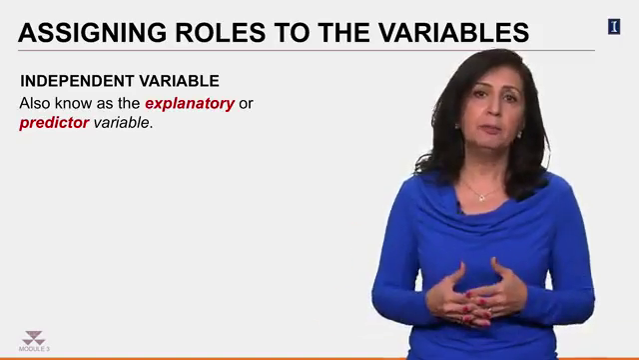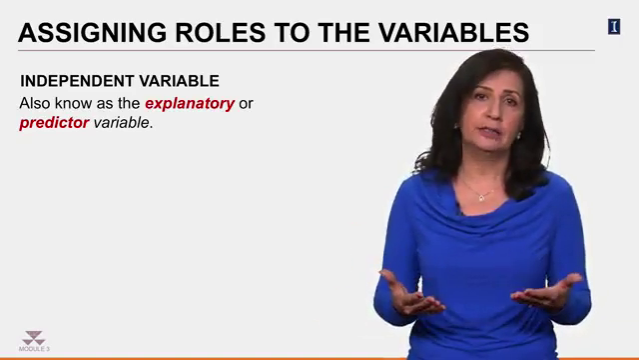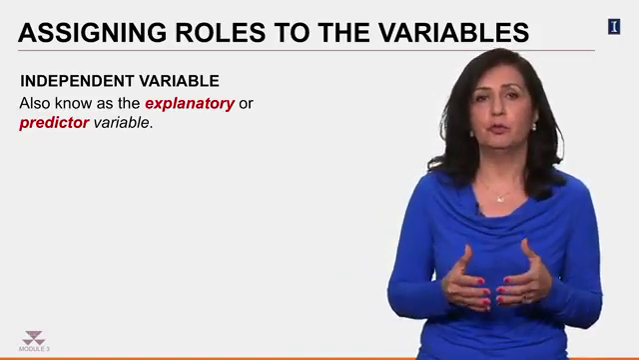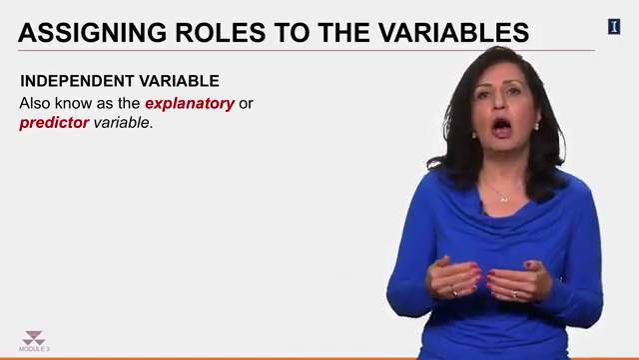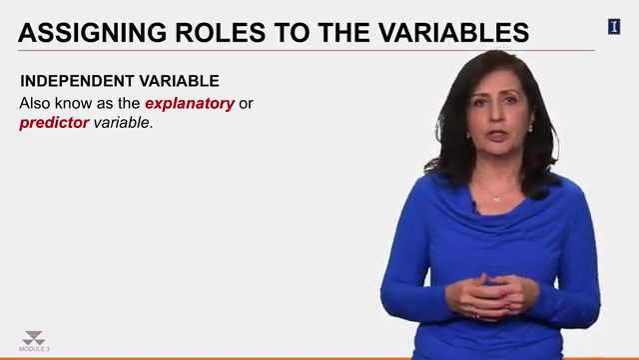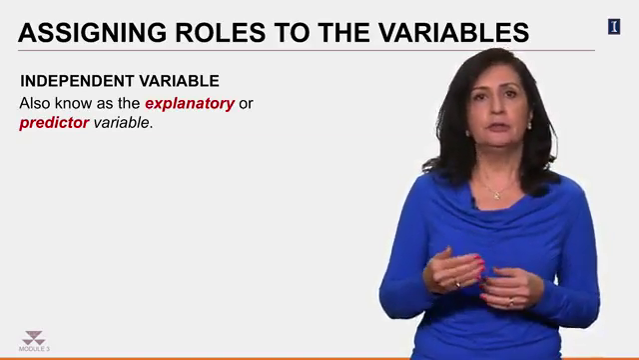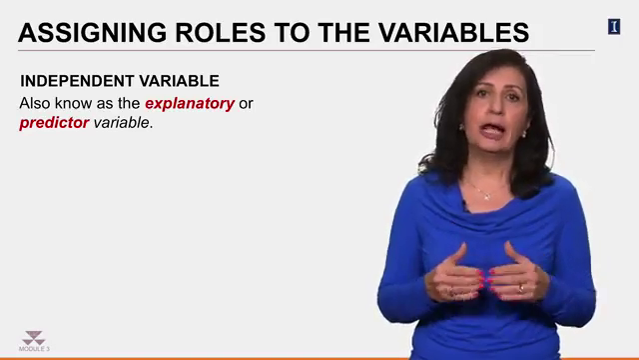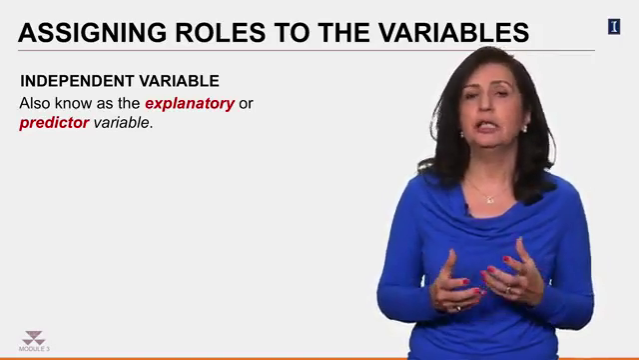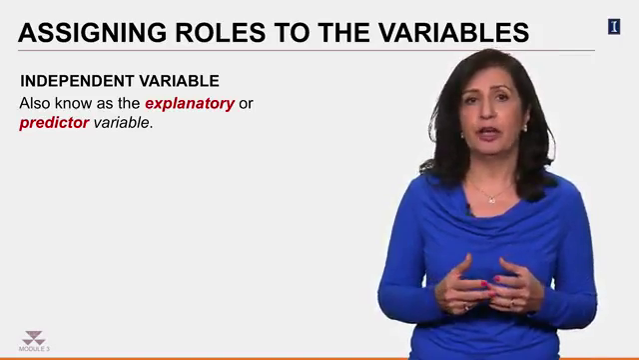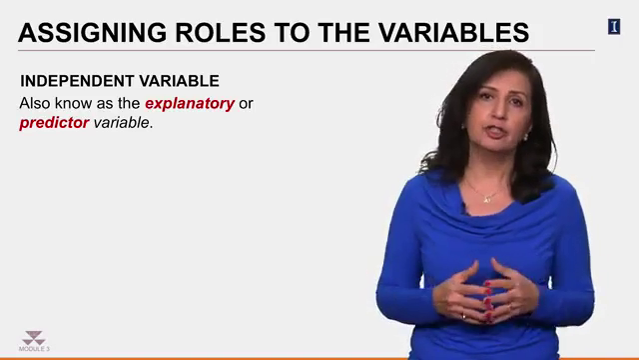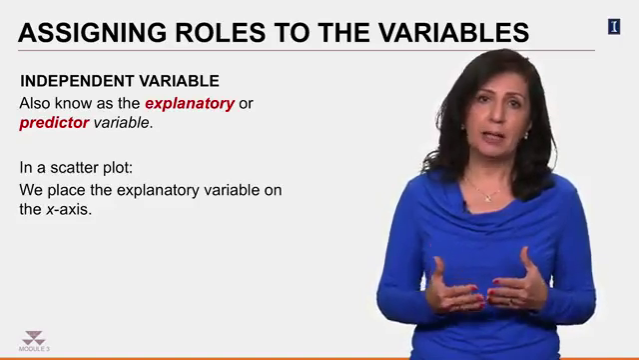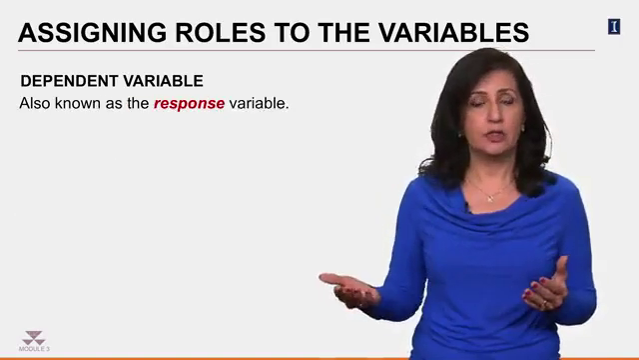In a business example, this might be advertising level or time period. We can control the independent variable. For example, one can decide how much to spend on advertising. Simple linear regression most often starts with a scatter plot, which will allow us to visually see if a relationship exists between the two variables and whether or not the relationship has a linear form. For the scatter plot, we place the explanatory variable on the x-axis.